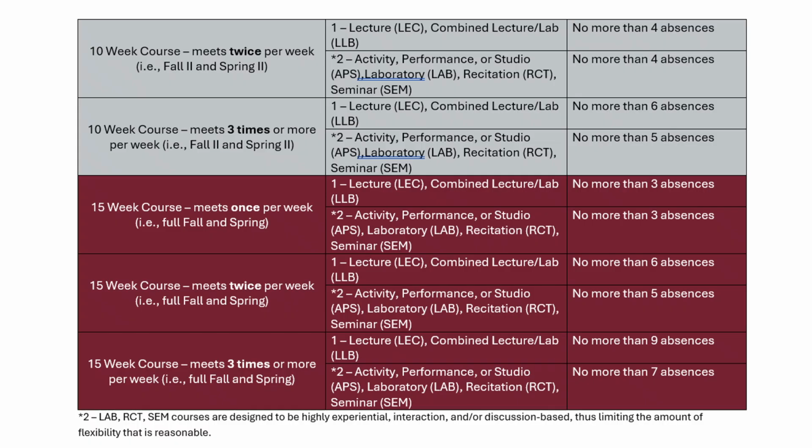For example, the fall semester is a 15-week term. If your class meets twice per week and is coded as a lecture course, it is recommended that you miss no more than 6 class meetings. If your class meets once per week and is coded as a laboratory course, it is recommended that you miss no more than 3 class meetings.